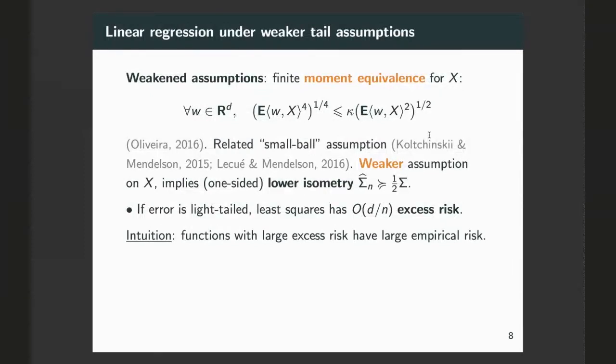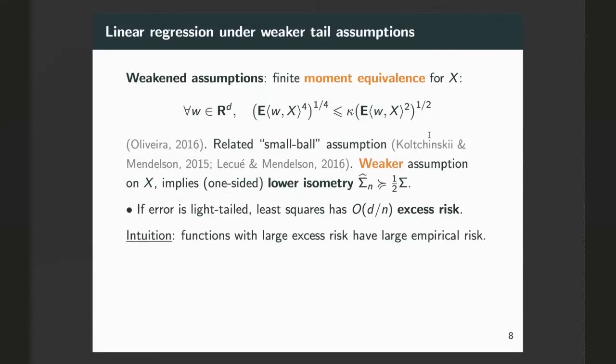And so the intuition is that this condition is not enough to imply that the empirical risk is close to the population risk. So this is no longer true. But it implies that the functions which have a bad population risk will also have a bad empirical risk. So they will also be bad on the data. And since the empirical risk minimizer is the one with the smallest empirical risk, it cannot have a large population risk.